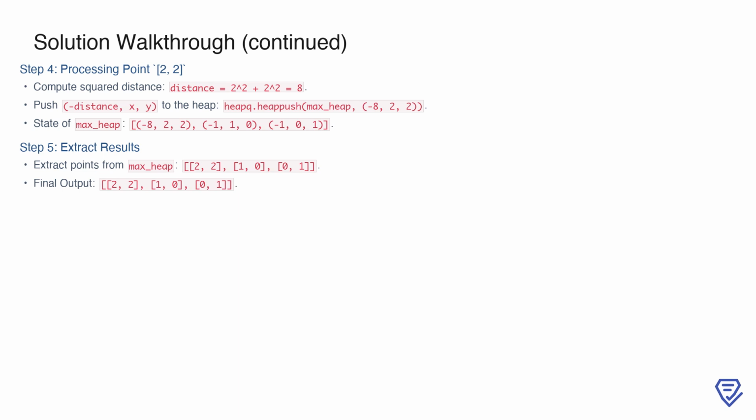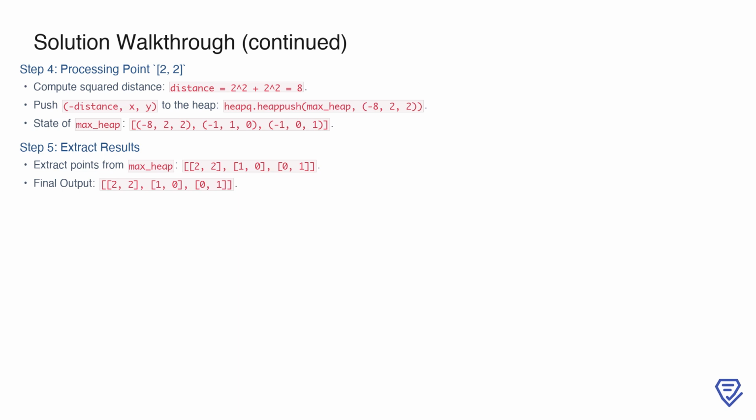The squared distance is calculated as 2² + 2² = 8. We push this into the heap as [-8, 2, 2], updating the heap state to [-8, 2, 2], [-1, 1, 0], [-1, 0, 1]. Since k equals the total number of points, we do not remove any elements from the heap. We then extract the points from the heap, which are [2, 2], [1, 0], [0, 1]. These represent all the points closest to the origin within the given input, so the output is [2, 2], [1, 0], [0, 1].